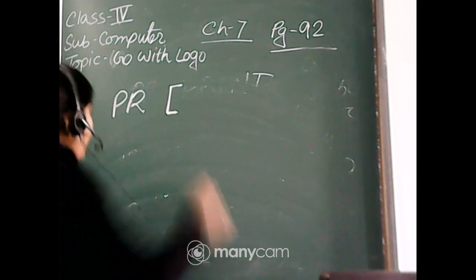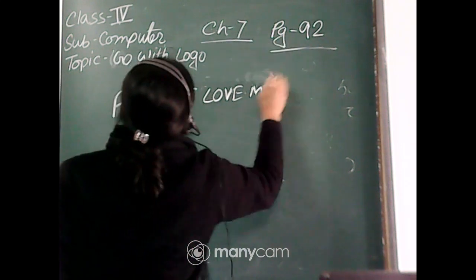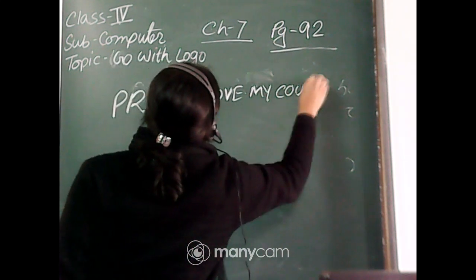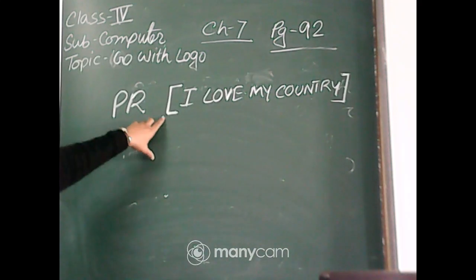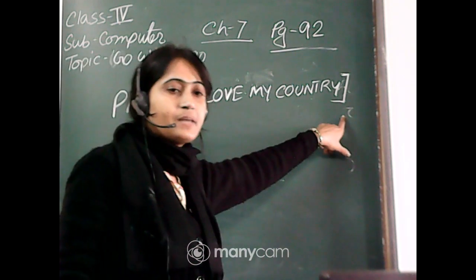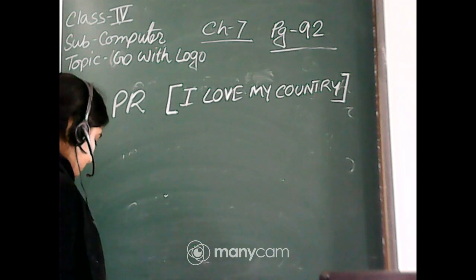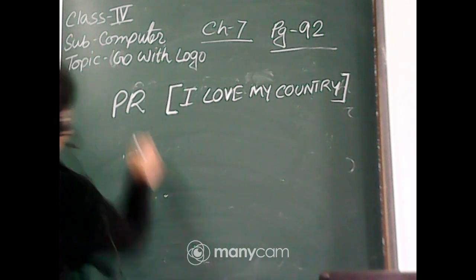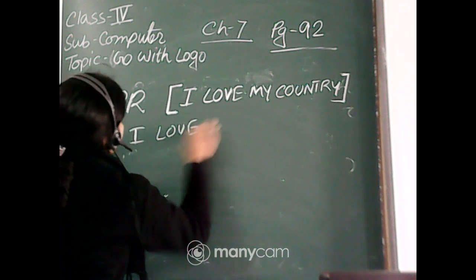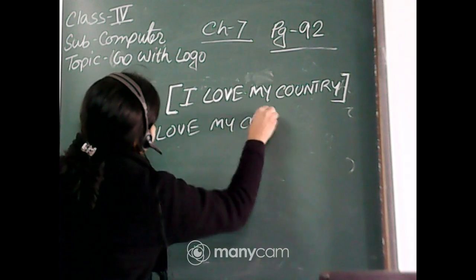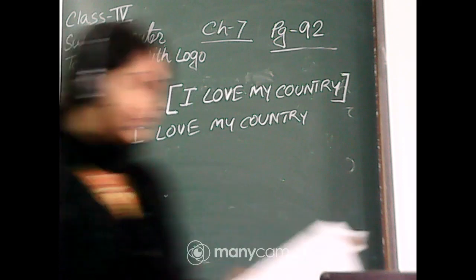For example, I love my country, and then the closing bracket. Square bracket start and square bracket close after writing this command. Okay, after applying this, you can see here in the commander window: I love my country, I love my school, I love my country.